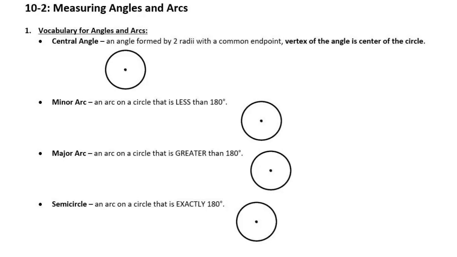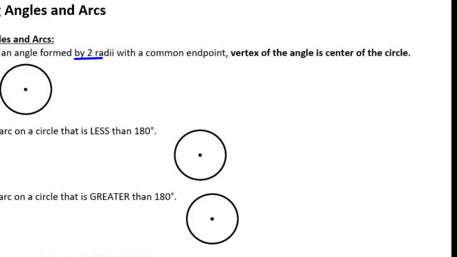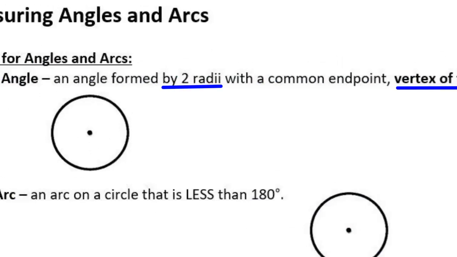All right, we are going to talk about measuring angles and arcs. So the first thing we are going to define is a central angle. A central angle is an angle formed by two radii with a common endpoint. The vertex of the angle is the center of the circle. So a central angle would be something like this.